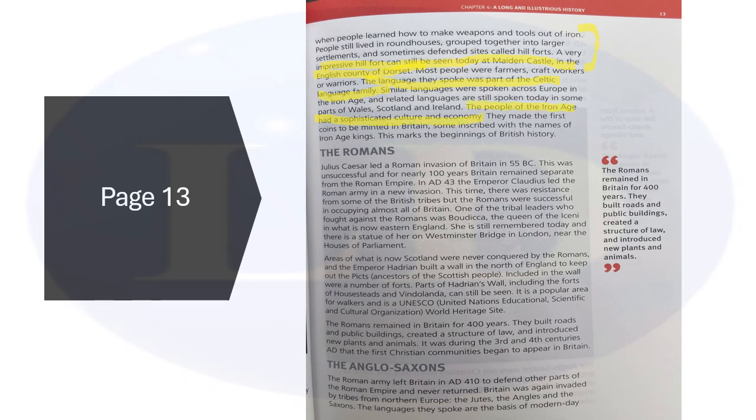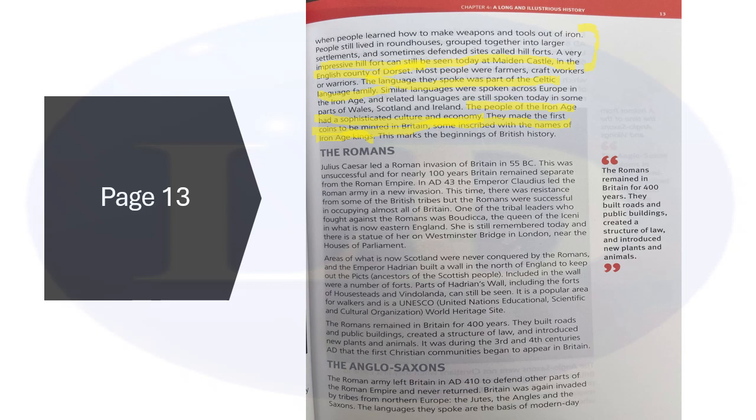Okay. The people of Iron Age had a sophisticated culture and economy. They made the first coins to be minted in Britain. Some inscribed the names of Iron Age kings. So these people were more sophisticated, more advanced than the Bronze Age people, and they minted coins, which means they started dealing in their day-to-day things in coins. So they kind of invented money. They used the pictures of their kings and queens on those coins, and from those coins we understand who was the king in what age. So this is the start of recorded history.